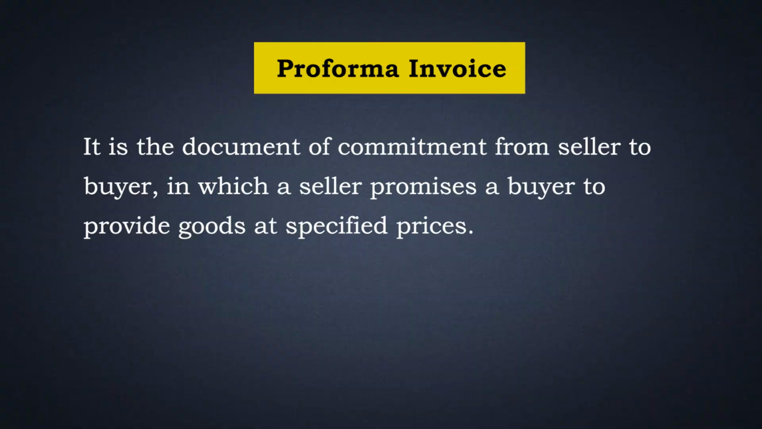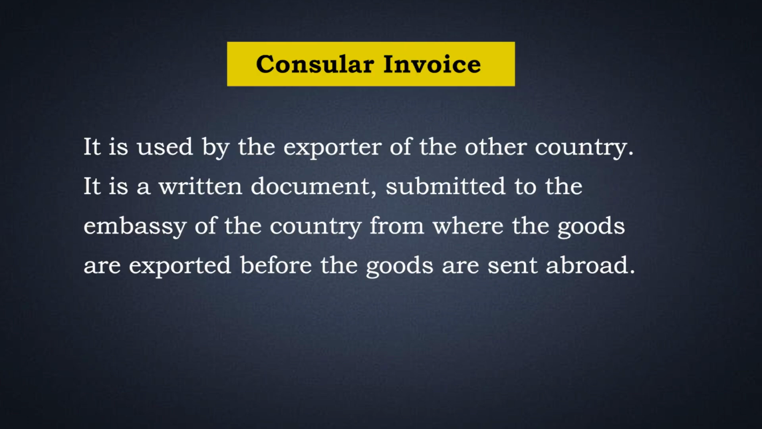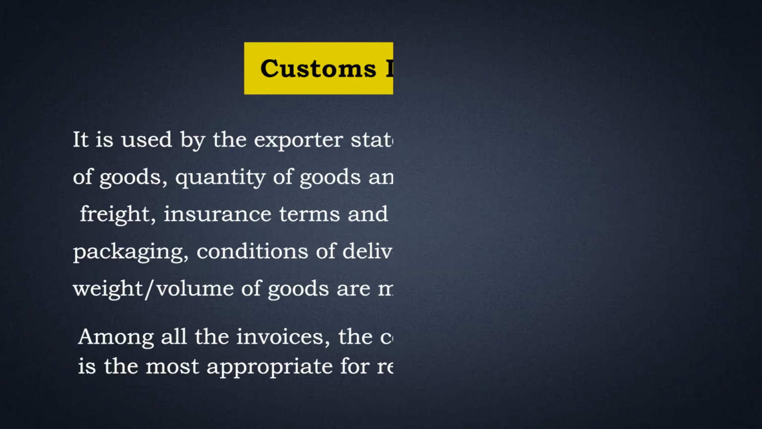A. Pro forma invoice. It is a document of commitment from seller to buyer in which a seller promises a buyer to provide goods at specified prices. B. Consular invoice. It is used by the exporter of the other country. It is a written document submitted to the embassy of the country from where the goods are exported before the goods are sent abroad.